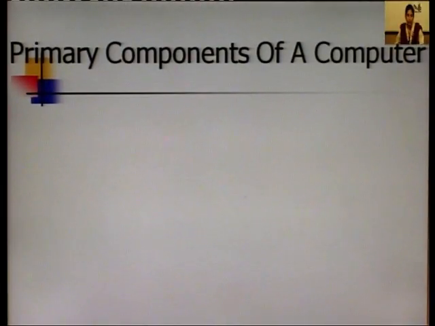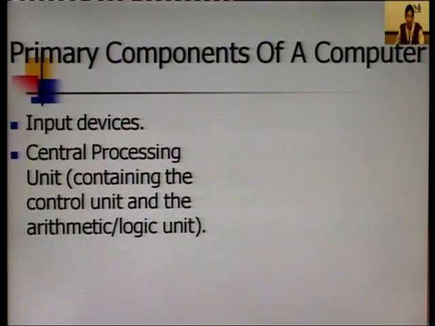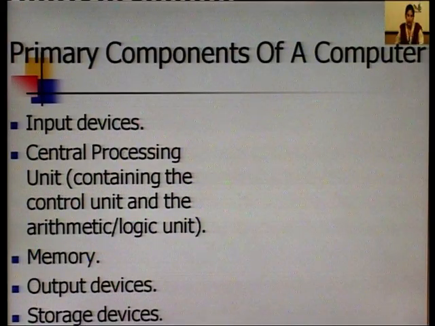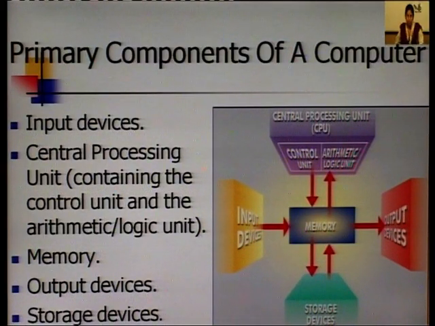Now we will study the primary components of a computer: input devices, the central processing unit that contains the control unit and the arithmetic logic unit, memory, output devices, and storage devices. Now you can see a diagrammatic view of the computer system. In this we have input devices, memory, output devices, storage devices, and the central processing unit. We take data from outside using input devices, and process that data using the central processing unit, which contains a control unit and arithmetic logic unit. The control unit controls the operation of the CPU, and the arithmetic logic unit performs arithmetic operations like addition, subtraction, multiplication, and other mathematical operations. We can store the results in memory and in storage devices, and the computer produces results to the output devices.